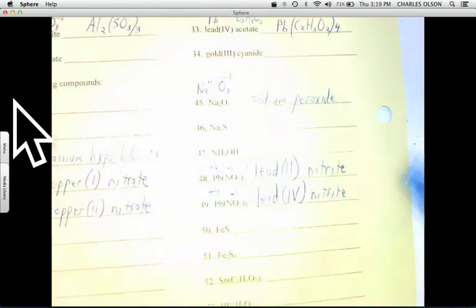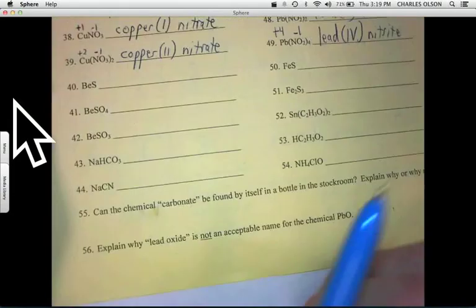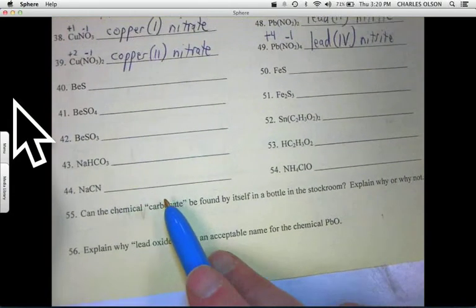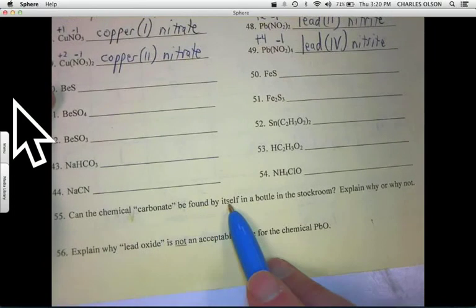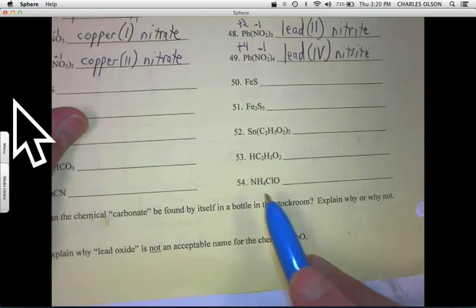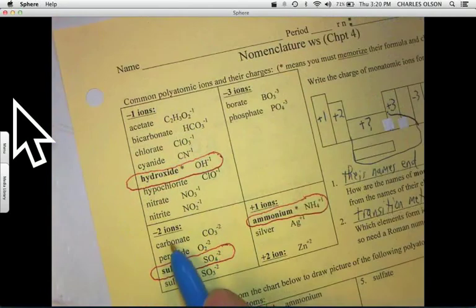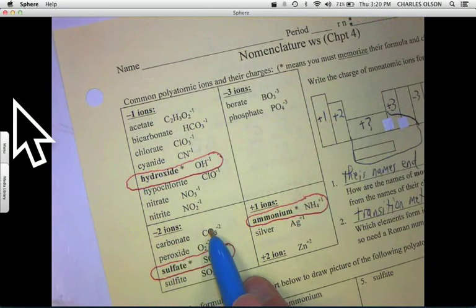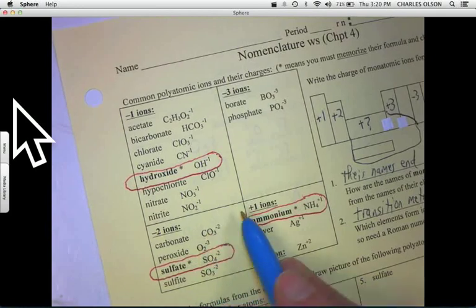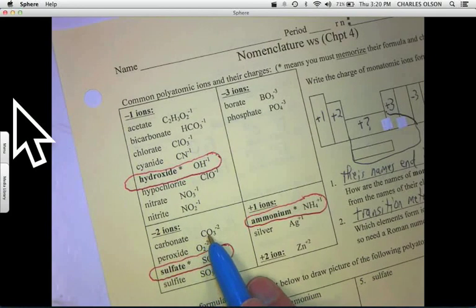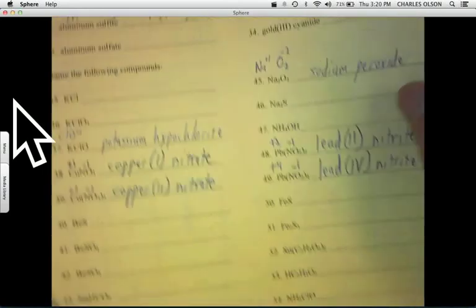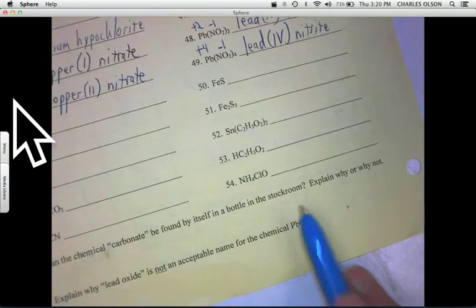This connects to question 55. Can the chemical carbonate be found by itself in a bottle in the stockroom? Why or why not? The key thing to answer that question is carbonate is a negative ion. If you had a bottle with nothing but carbonate, it would repel itself and it would fly apart. You will never find something that is pure anion, pure negative charges. So that is why you will never find carbonate by itself.